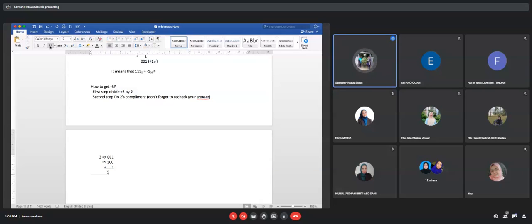101 is the representation. What? Negative 3. So the question just now was negative 3, right? So 111 is not negative 3. Negative 3 is 101. This is negative 3. Okay?